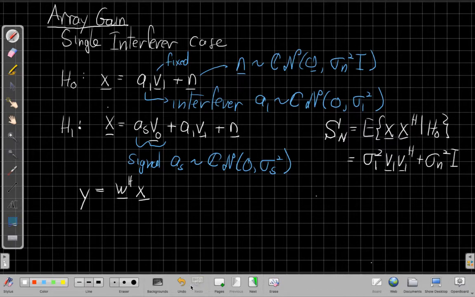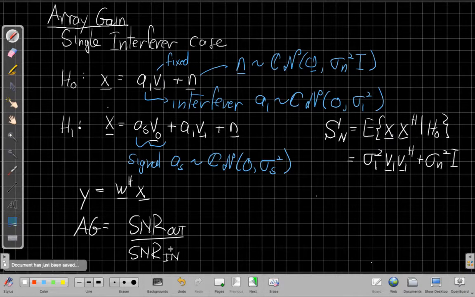Okay, so we're back now. And again, array gain is the signal to noise ratio at the output of the beamformer divided by the input. So that's the equation. Conceptually, what is it telling us? It's telling us how much better is the signal we were using at the output than it was at the input. Right, so if we wanted to write these out, I'm going to move them over here, or maybe move up a little bit.